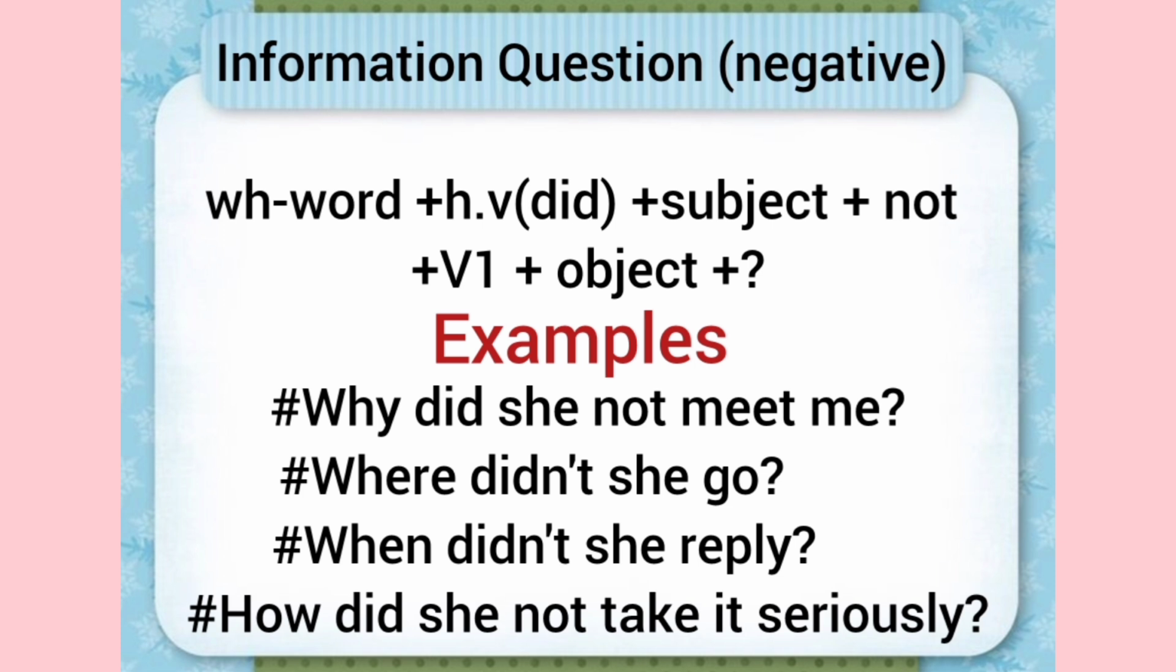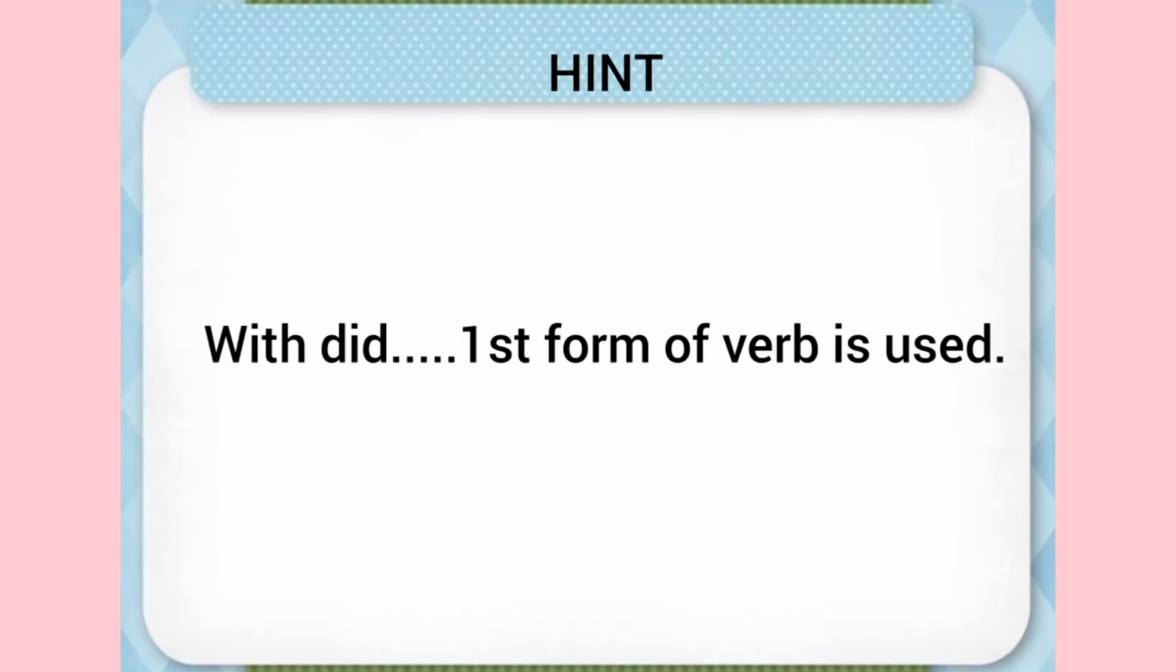Just for your understanding, keep a hint in your mind that whenever we have second form of verb in positive sentences, it is past indefinite tense, and then we have to use did in the negative and interrogative sentences, and with did we use first form of verb. These are the hints. If you follow them, you will be able to make your own sentences and you will be able to understand the concept of past indefinite tense.